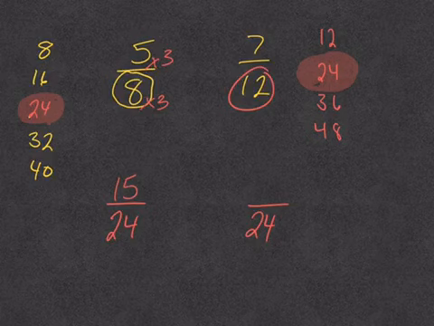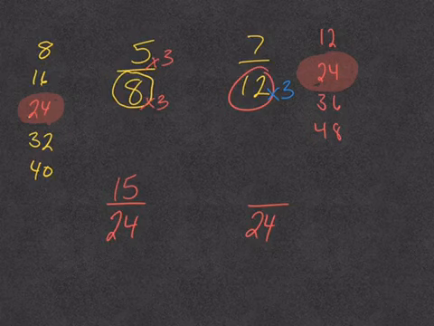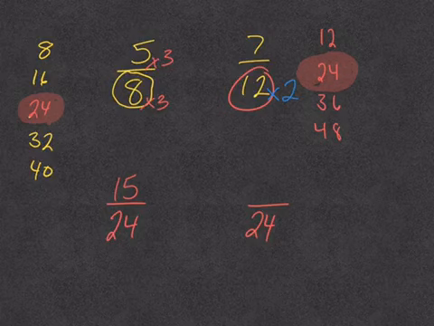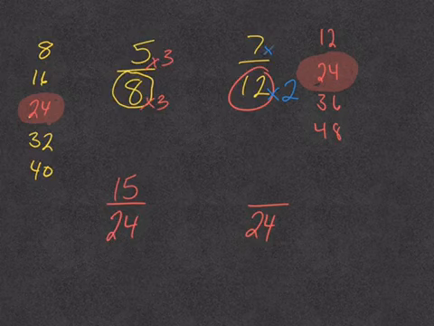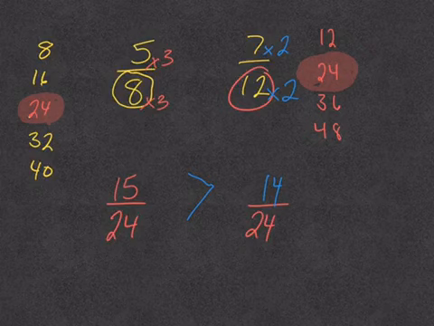Okay, next one. How did I get from 12 to 24? 12 times 3. Oh my gosh. Sorry, guys. 12 times 2 is 24. Whatever I do on the bottom, I do on the top. So 7 times 2 is 14. So I have 15 24ths, 14 24ths. So my denominators are the same. It means I could compare my numerators. And I know that 15 24ths is bigger.